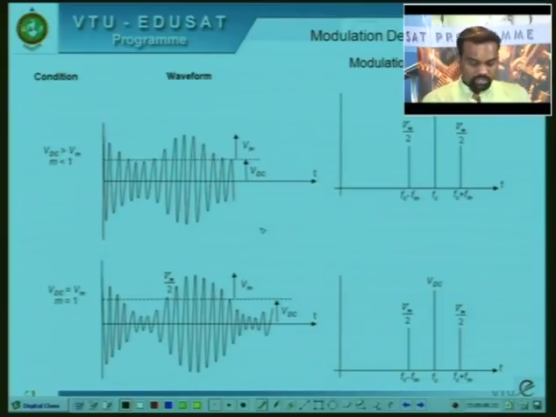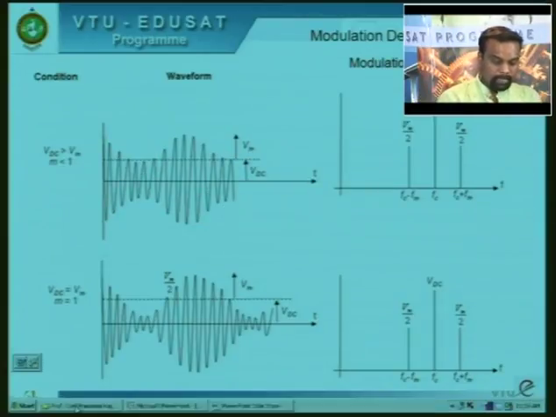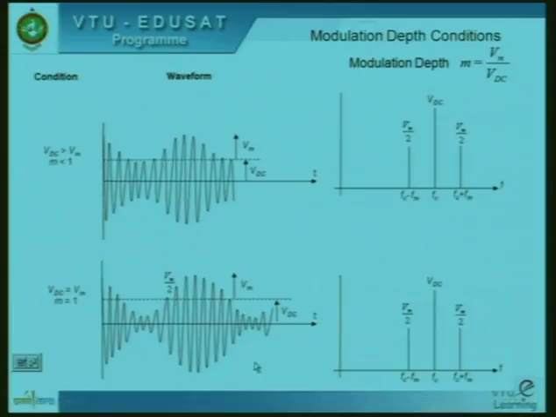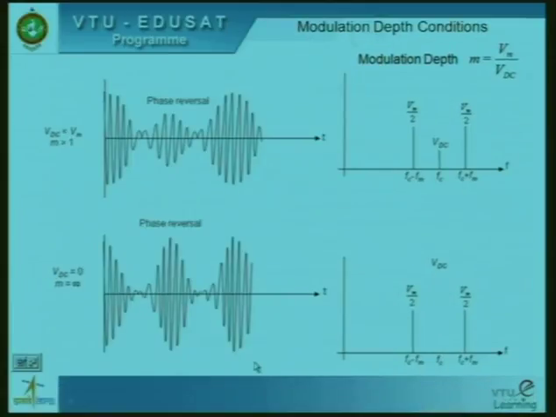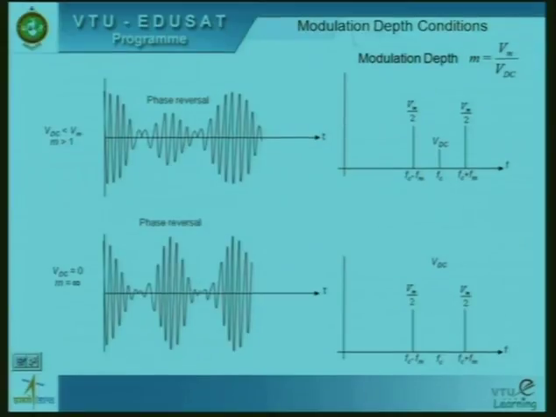So the process of phase reversal is, if we reduce the strength of the carrier signal, that is VDC, to less than the modulating signal Vm, a phase reversal occurs and information is completely lost. So we need to ensure that the modulation depth is always either equal to 1 or less than 1 in amplitude modulation.